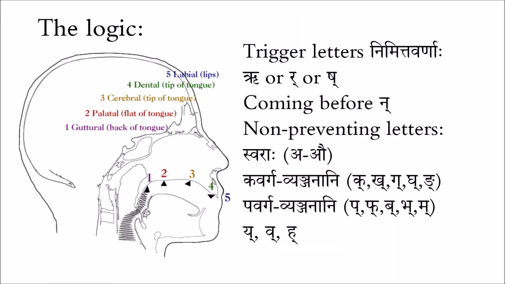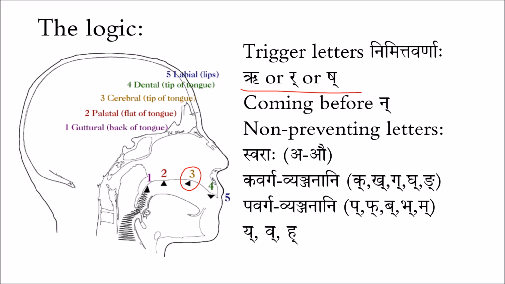Now about the logic itself, let's look at the rules for na changing to na. The nimitta varanaha, meaning the trigger letters, are ru, ra, sha. What is the ucharana sthanam of these letters? These are the nimitta varanas shown here. What is the position of these letters? The position is murdha, right? Ru, ra, sha. This is what we saw just now. The murdha is the ucharana sthanam of these nimitta varanas.